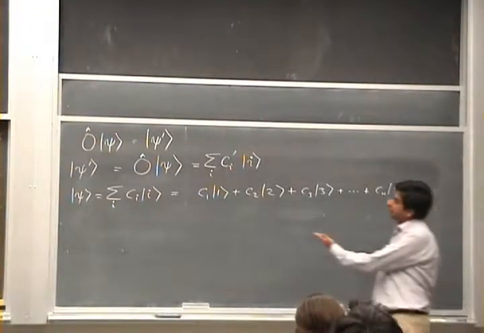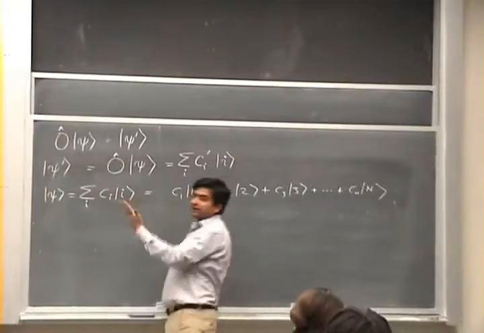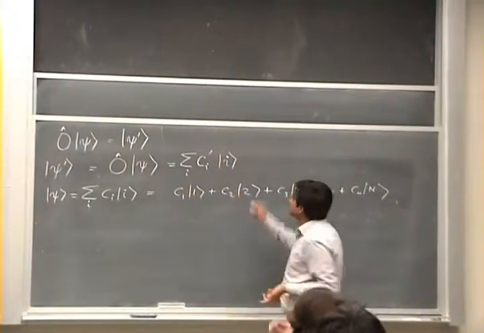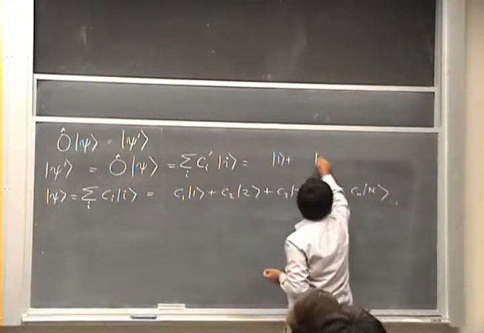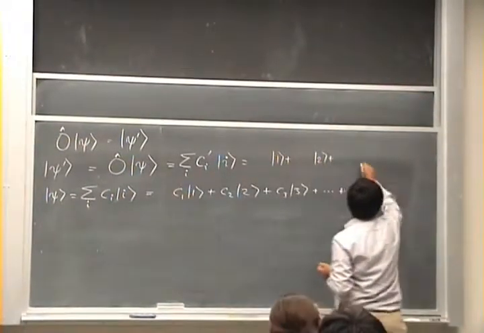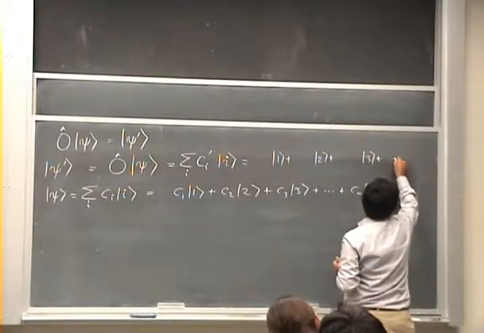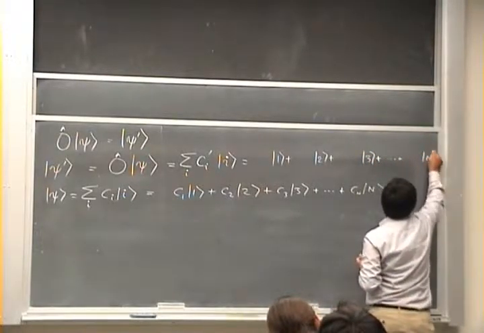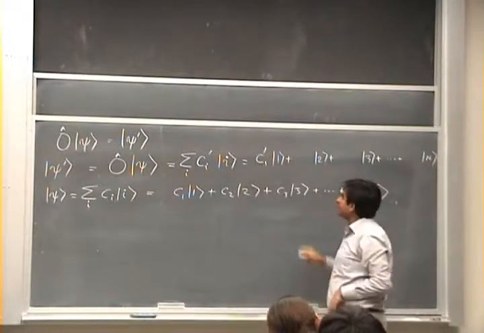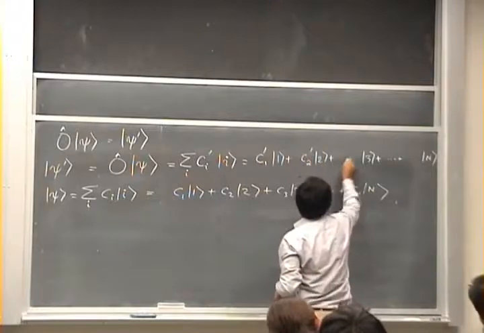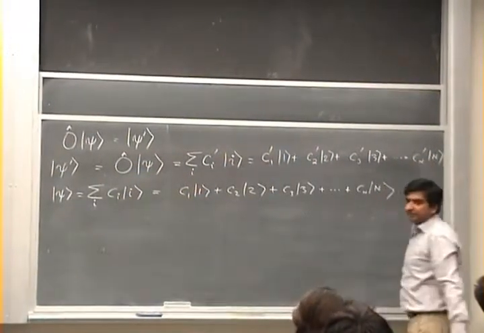So after you've acted on the original state by an operator, you get a new state. The new state can also be written as a superposition of ket 1, ket 2, ket 3, all the way up to ket n. But now the coefficients can change. You have C1 prime here, C2 prime here, C3 prime here, Cn prime here.